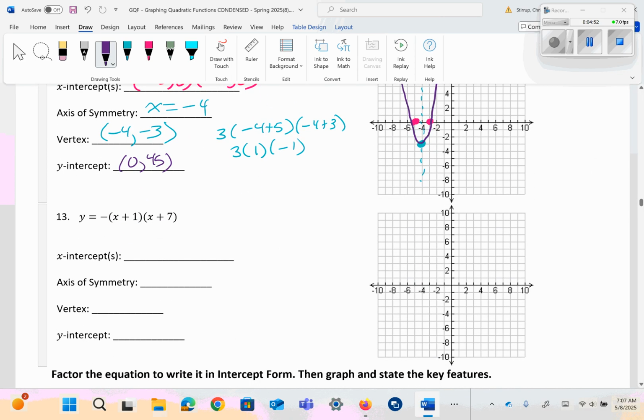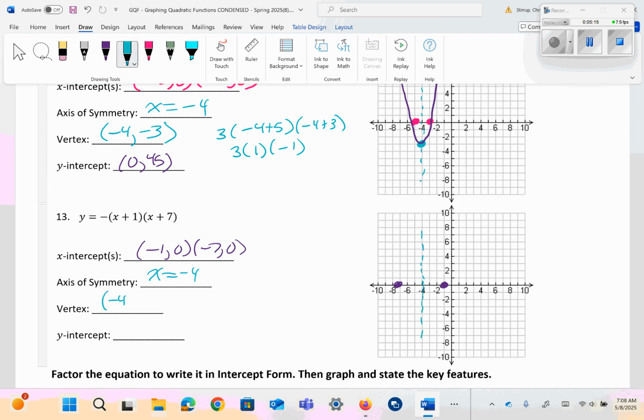Take a look at number 13. Our intercepts are (negative 1, 0) and (negative 7, 0). So negative 1, 0 is there. Negative 7, 0 is there. Well, it looks like it's in between. I think in between is going to be x equals negative 4.